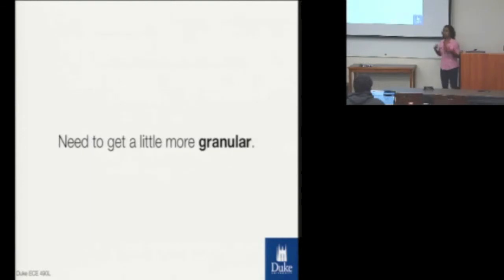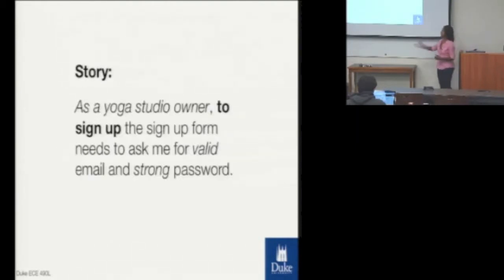But that's not enough. Remember, we talked about scope creep. We can't just say, here's a nice sign-up form, sign up for this product. We're going to need to dig a little deeper. They might have something further that says, as a yoga studio owner, to sign up, the sign-up form needs to ask me for a valid email and a strong password. We don't want them to just enter a really simple password like 1 through 8. We want them to give us something valuable. So there are some of these little design things we need to think about as we fill out our feature. This is a really simple example, but you can imagine handling things like error conditions and messaging, and the way we do it needs to once again correlate with the type of user segment we're going after.